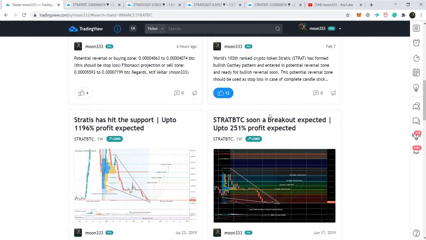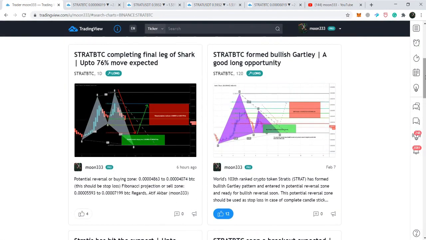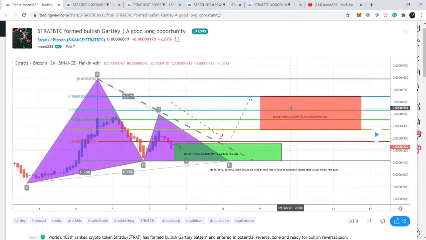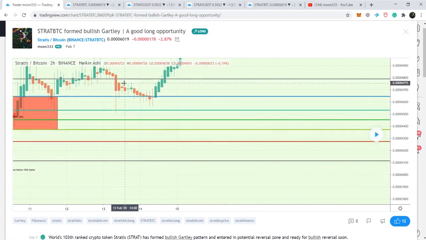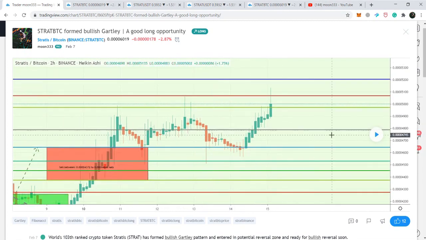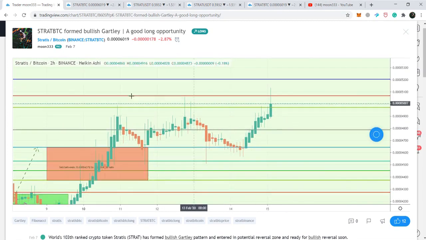Now after this chart, the price action formed another harmonic move, and that was this bullish gauntlet pattern on this very short term 2-hour chart, and the price action moved here in this potential reversal zone, and I predicted that from here the price action can start an upward rally, and you can see that the price action has started a rally to the upside.